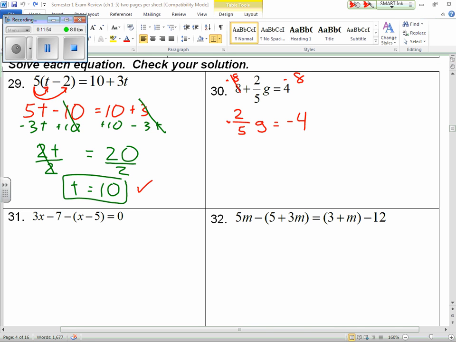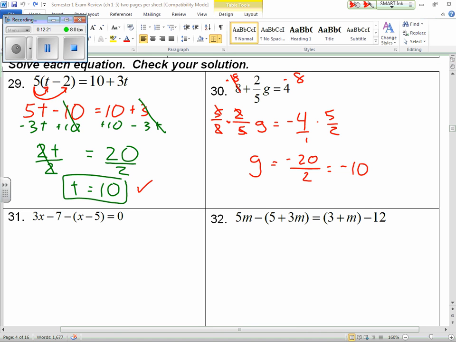Then we do what we did on one of the prior problems. To get rid of the fraction, we got to multiply by its reciprocal. -4 we can write as -4 over 1 if that makes it easier for you to see. That becomes 1g equals, you can reduce first and then multiply, or you can just multiply and then reduce. You get -20 over 2, which equals -10. So we think the answer is -10.